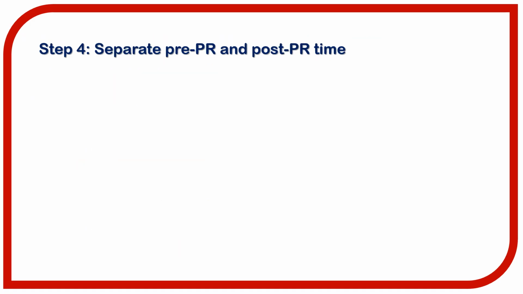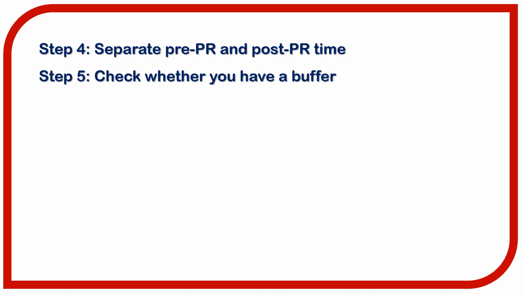Step 4. Separate pre-PR and post-PR time. This is very important because pre-PR time may count differently at half day value, while time after becoming a permanent resident generally counts day for day if you were physically in Canada. Step 5. Check whether you have a buffer. If you are barely at 1095, it may be smarter to wait and gain extra days before applying. IRCC encourages applying with more than the bare minimum to account for possible miscalculations.